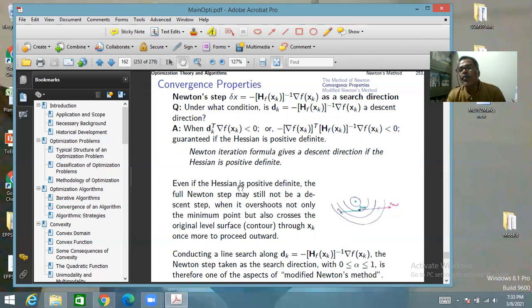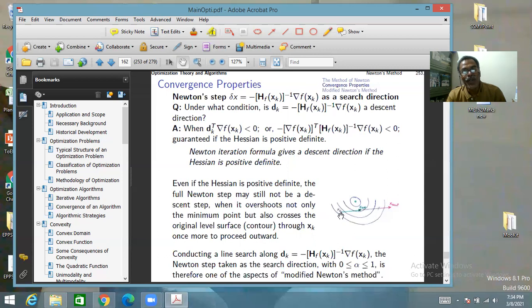For example, see this. Here is the minimum point and these are the contours. If this is xk, the Newton step might suggest you to come here, which is quite a big jump. Now, along this direction, if you go slowly, then you see you are cutting contours inward, inward, inward, where finally you will touch a contour here, which is the minimum point, and then cut the same old contours back again, outward, outward, outward, and on the way cut even the contour which is passing through this original point.